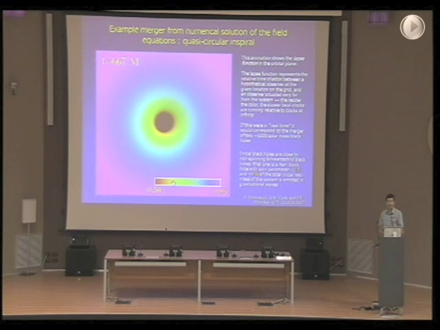Incidentally, in relativity, there's a maximum spin that a black hole can have, and we can come up with a dimensionless number that parameterizes it between 0 and 1. And in this case, this final black hole is spinning at 7% of the maximum rate. So that's its spin parameter.